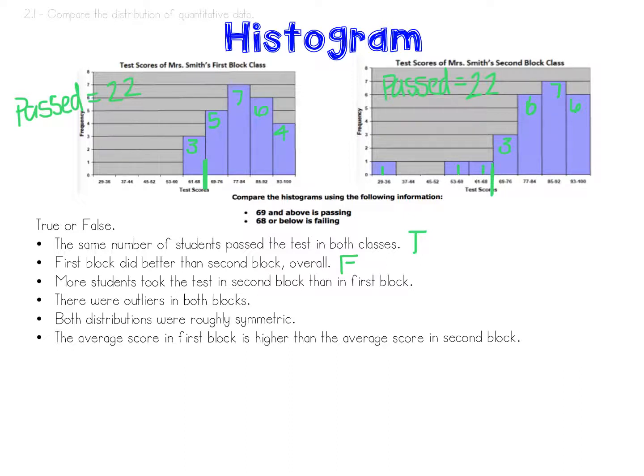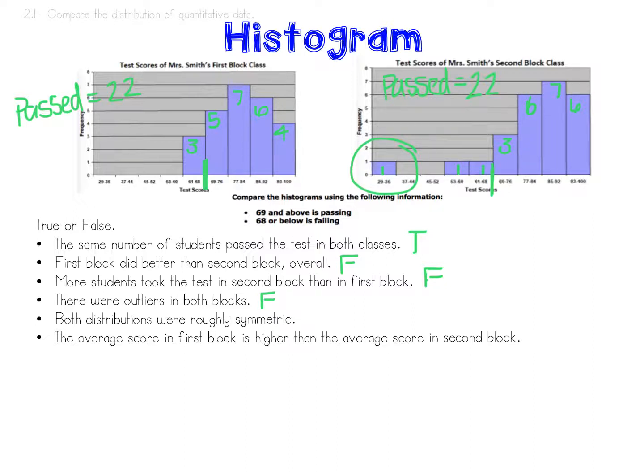All right, more students took the test in second block than in first block. That is false because they both had 22 pass and 3 not pass, so 25 students took the test. There are outliers in both blocks. I would also say that is false. The only one that had an outlier was probably this second block class because these over here are pretty close together.